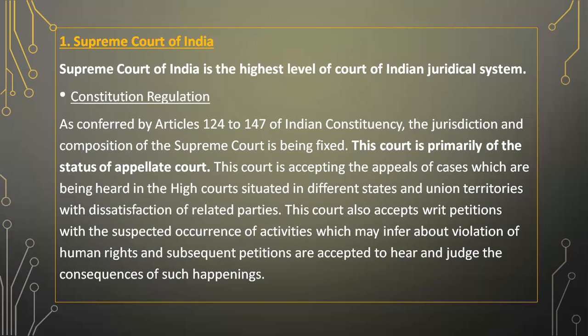This court is primarily an appellate court. This court accepts the appeals of cases which have been heard in the high courts situated in different states and union territories, with the dissatisfaction of related parties. This court also accepts writ petitions with suspected occurrence of activities which may infer violation of human rights, and subsequent petitions are accepted to hear and judge the consequences of such happenings.